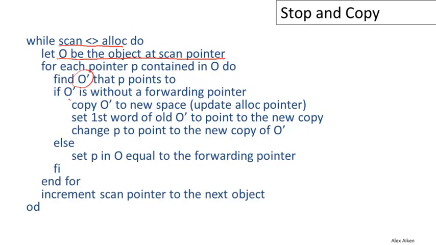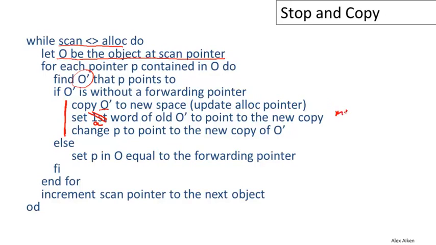And then there are two cases. One is that there is no forwarding pointer. If there's no forwarding pointer, then we have to copy that object to new space, and that'll involve allocating a new object and updating the allocation pointer. Then we set a word. It says the first word here, but I really shouldn't emphasize the first word. It's a distinguished word, that's what's important. We have to know which word we're going to use, and it will always be the same word. But anyway, we set a word of the old object to point to the new copy.